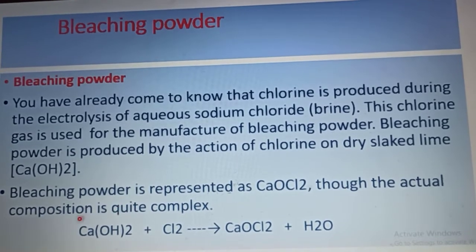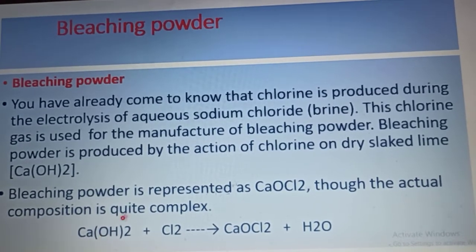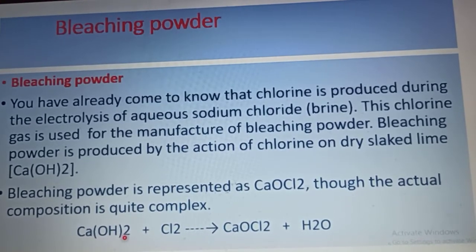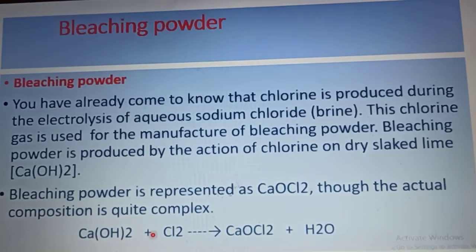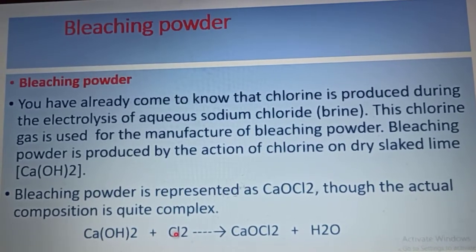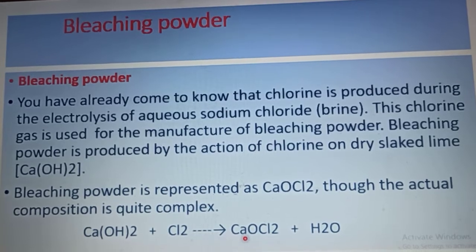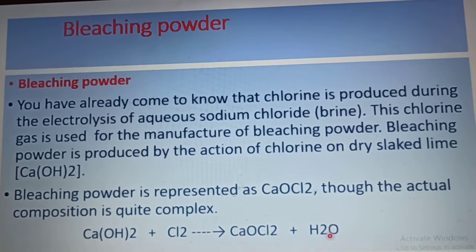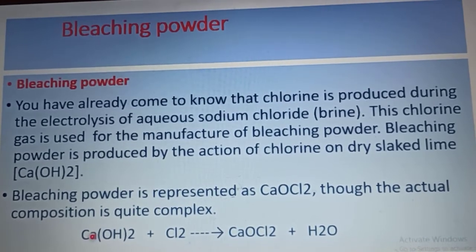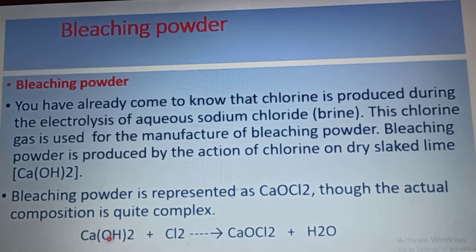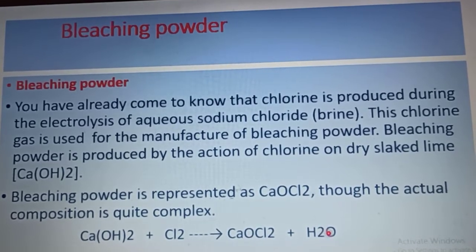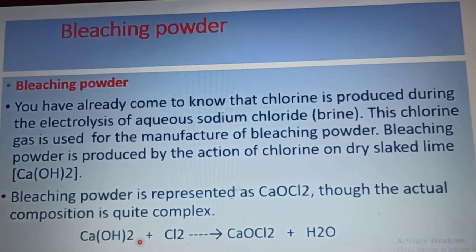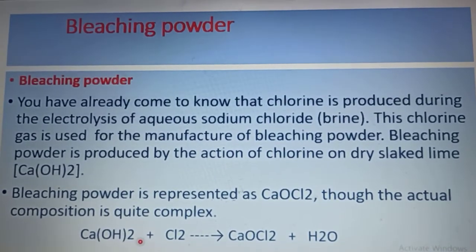Though the actual composition is quite complex, you will learn the reaction also, that is Ca(OH)2, right, plus the action of chlorine, that is plus chlorine gas, gives calcium oxychloride, that is CaOCl2, plus H2O. You can see the reaction is already balanced. Calcium 1 here, 1 here, O2 here, 1 O here and 1 O here, Cl2 here, Cl2 here, H2 here and H2 here. So the reaction is already balanced.